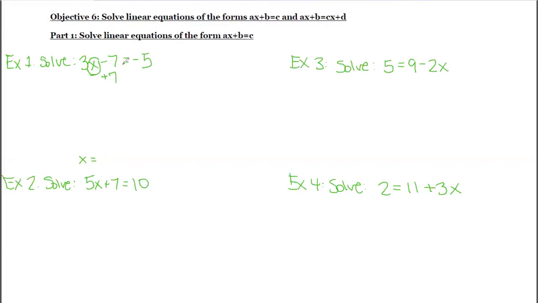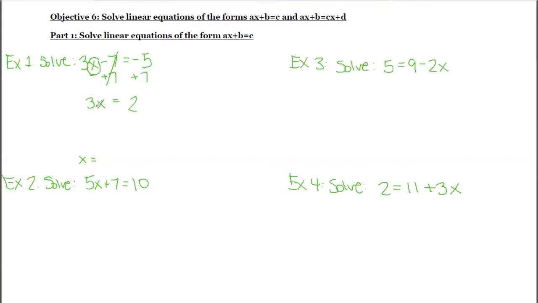And because this is an equation, whatever we do to one side of the equal sign, we have to do to the other side of the equal sign. So we have to add 7 to both sides. Negative 7 plus 7 is 0. That's exactly why we did all of this. This is exactly what we want. So now on the left side, we are left with 3x, and on the right side, we have negative 5 plus 7, which is 2.